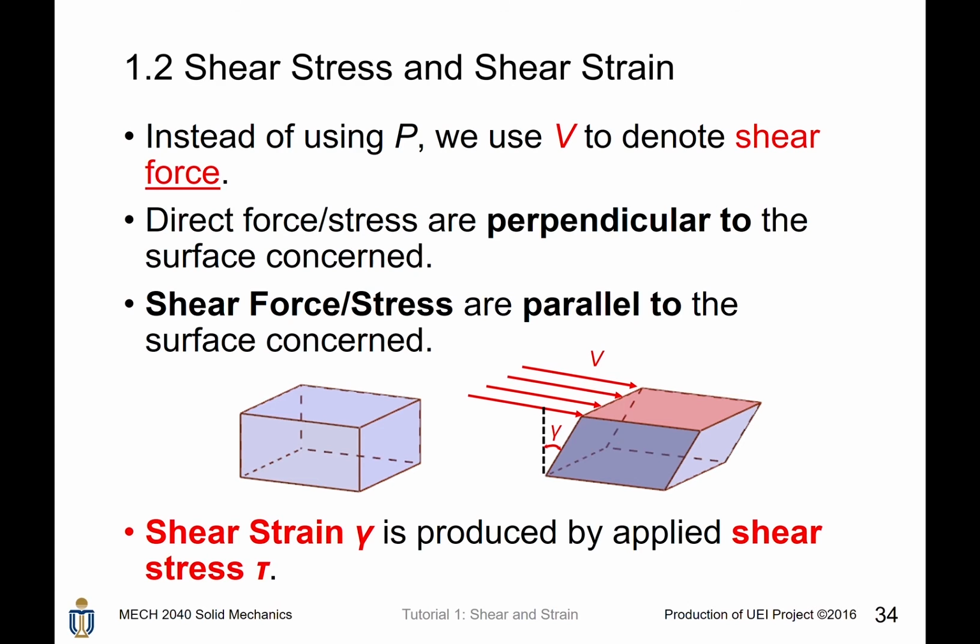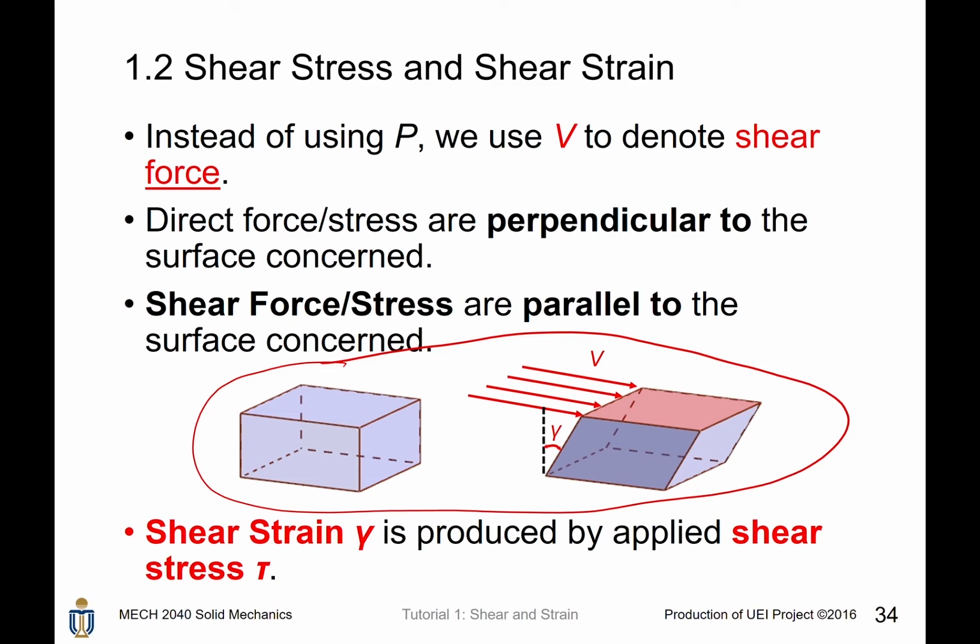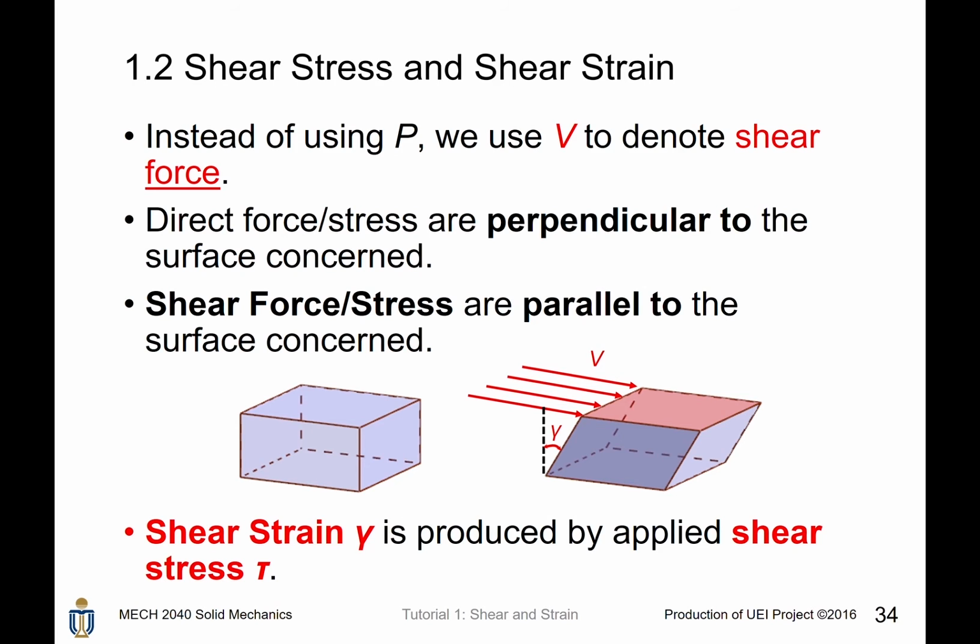Notice that in the previous section, we talked about direct stress. That means P is normal to the surface where the force is exerted, right? But this time, since we are talking about shear stress and shear force, it is different from direct stress. As you can see here, if we have a prismatic block with its bottom fixed, then if you apply the shear load V, the V is parallel to the surface concerned.